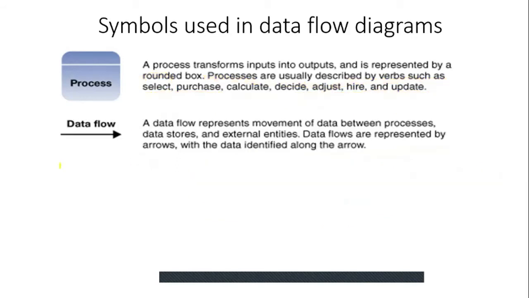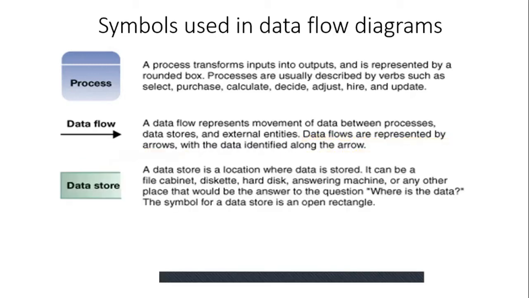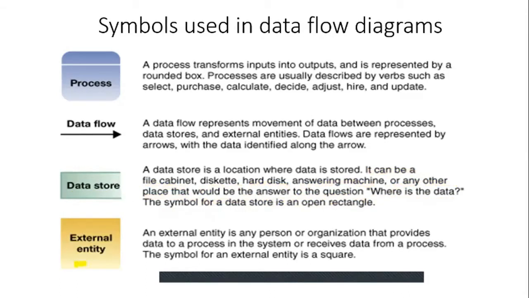Another symbol used in data flow diagram is an arrow, and it represents the data flow. Data flows are represented by arrows with the data identified along the arrow. Data store is denoted by this symbol, that means an open box. So a data store can be a file cabinet, a diskette, a hard disk, an answering machine, or any other place that would be the answer to a question about where is the data. External entity.